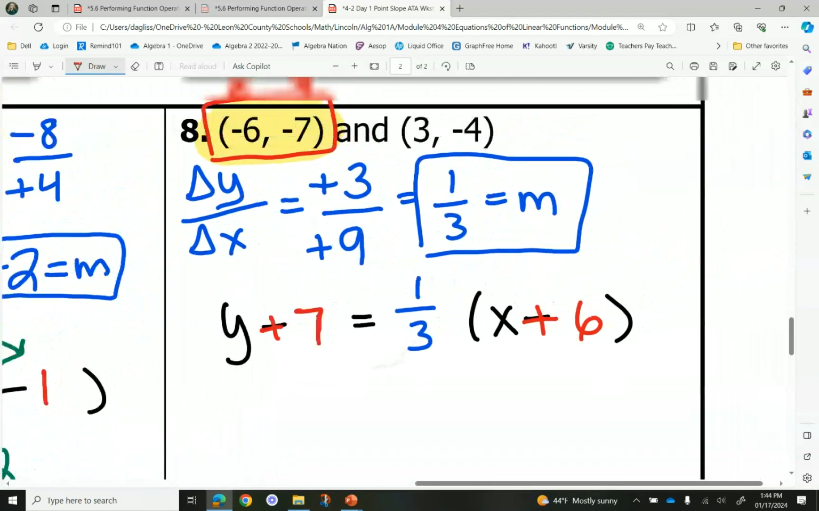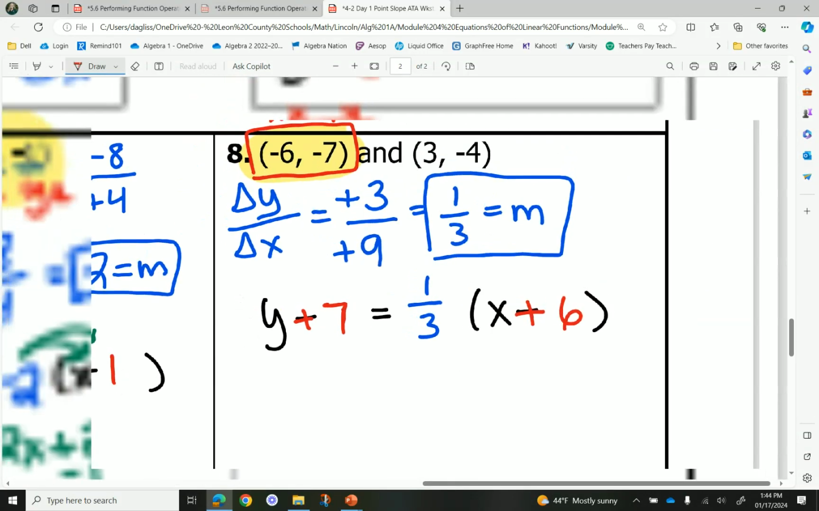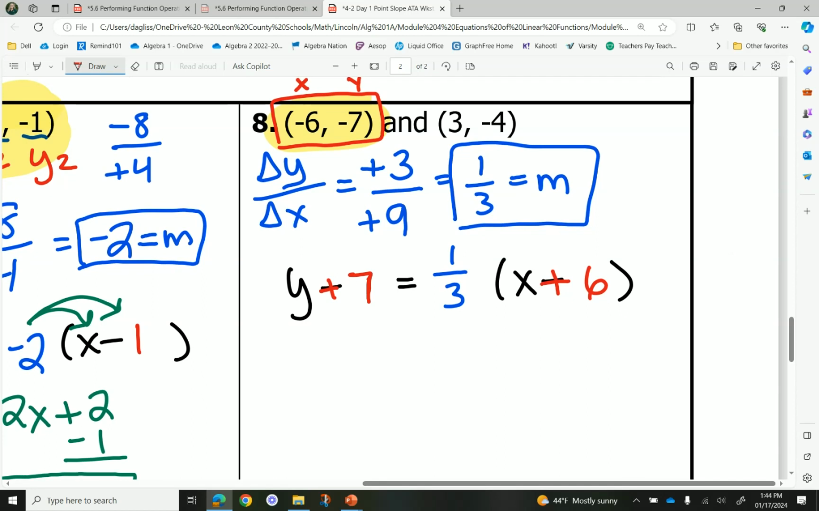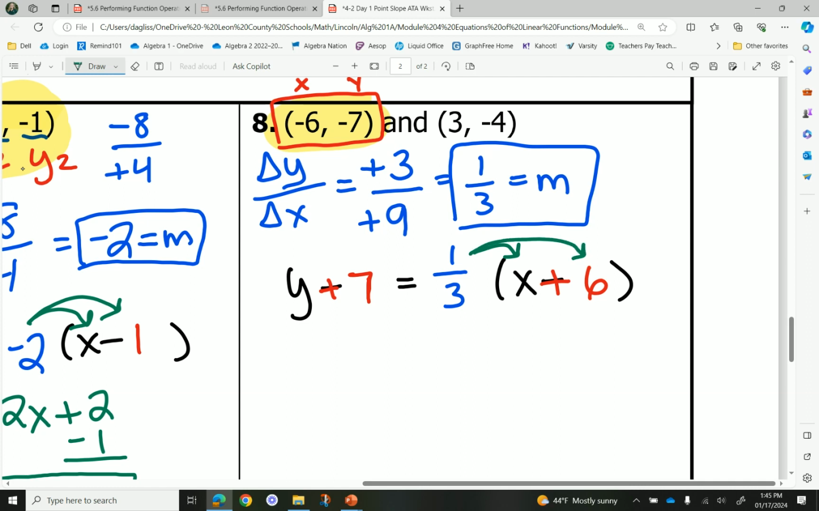Alright, I'm going to zoom in so y'all can see this a little bit easier. Step 2 tells me to distribute. So I'm going to distribute 1/3 to x and distribute 1/3 to 6. So we have y plus 7 equals 1/3 times x, 1/3 x, right? What is 1/3 times 6? 2. 6 over 3, which is 2.